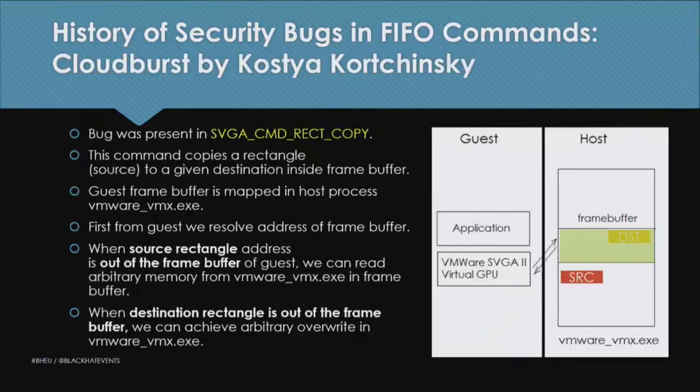And we have to remember that the guest frame buffer is accessible from the host. So once we have the required data inside the frame buffer, we can easily get the data inside the guest operating system. In this way, we can steal arbitrary information from the VMware VMX process. When the destination is outside the frame buffer and the source is inside the frame buffer, we can achieve an arbitrary overwrite as well. The author has demonstrated how he achieved a full-fledged guest to host exploit by abusing this vulnerability. We have added that in the reference section. If you're interested in details, you can refer to those.